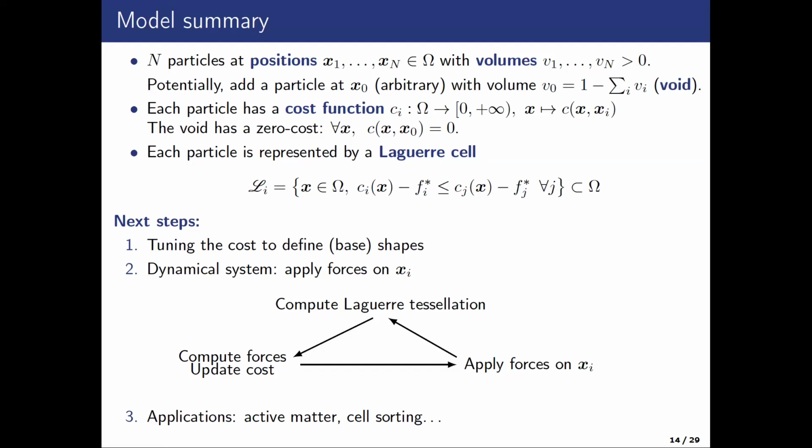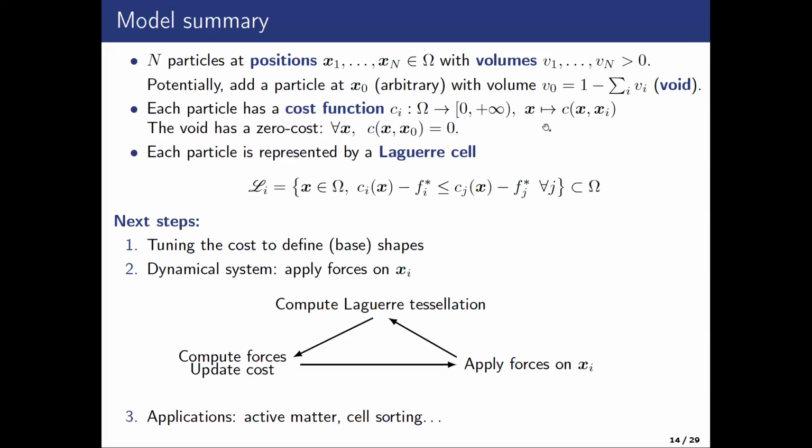That's a bit annoying, but you can always say that the void is another particle, and the volume of that additional particle is the remaining volume of the space. So here the total volume of the space will be 1, and if the sum of the volumes is smaller than 1, then you add another particle that has the right volume, and you call it the void. And then for each particle, you have to choose a cost function, the level set of which you have to find to construct your Laguerre tessellation.